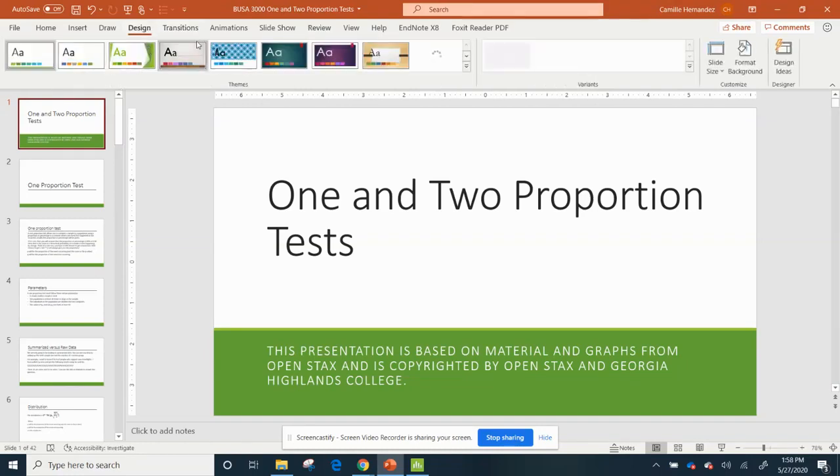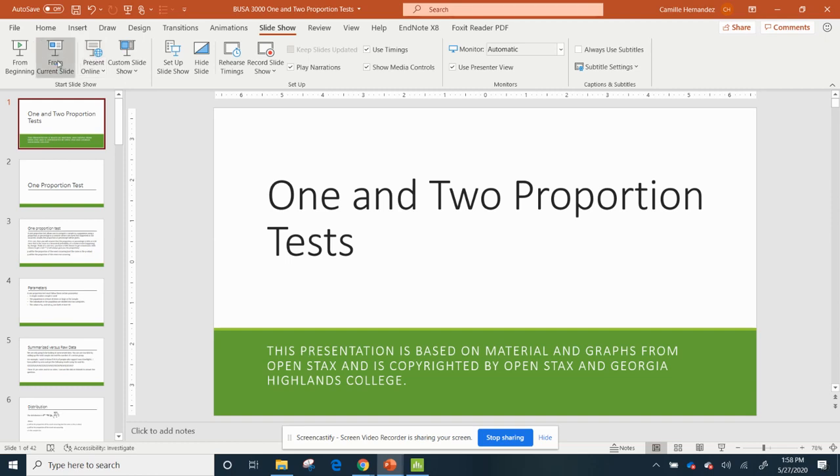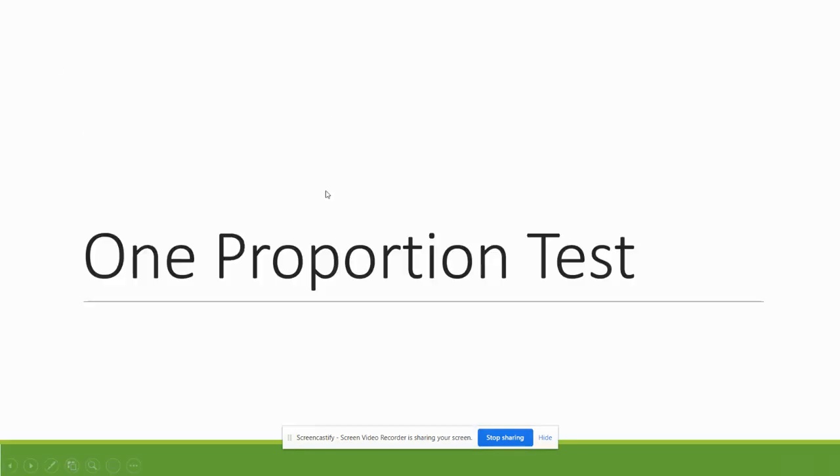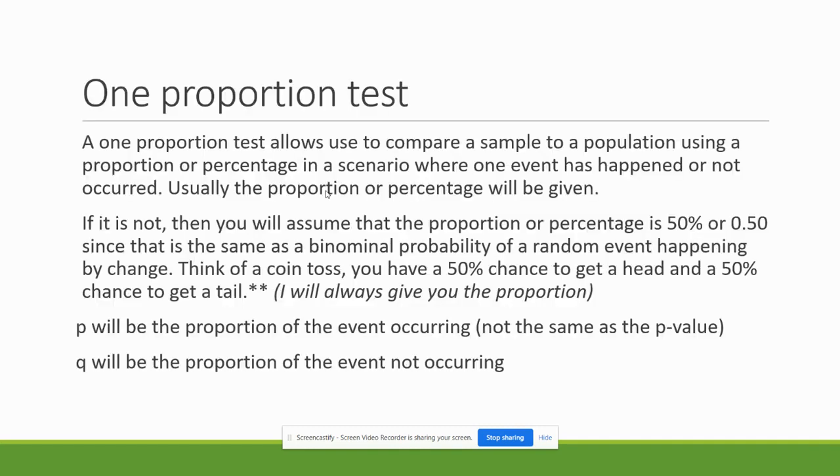We're going to talk about 1 and 2 proportion tests. Let me go to the slideshow. All right, so for a 1 proportion test, when I'm saying proportion, I'm talking about percentages or fractions. I'm talking about something that is not with the means or the averages. So a 1 proportion test allows us to compare a sample to a population.